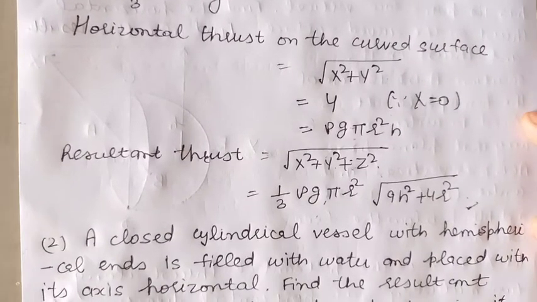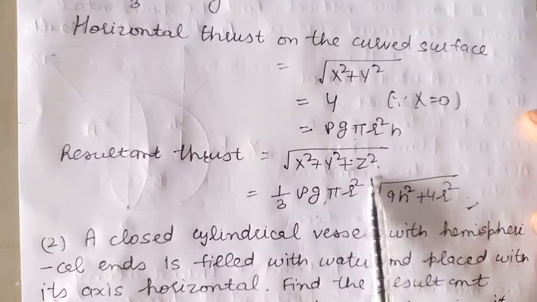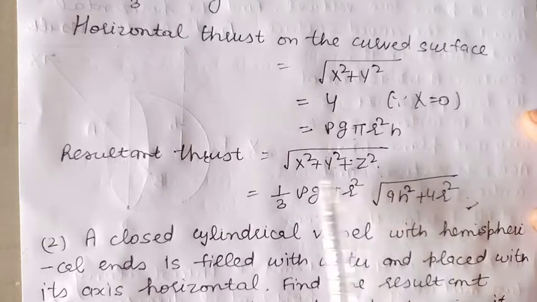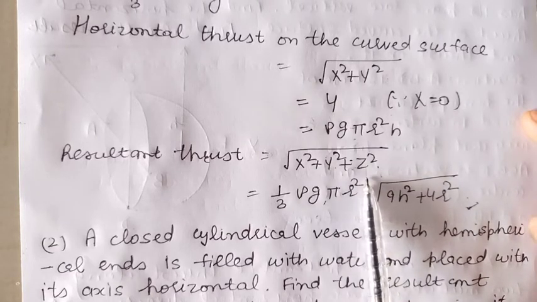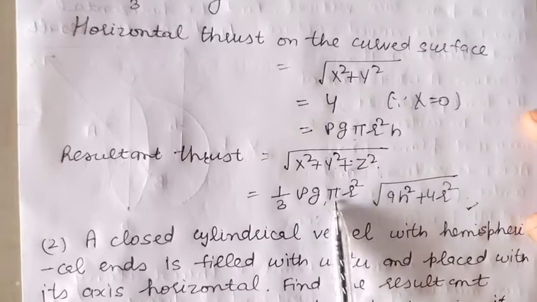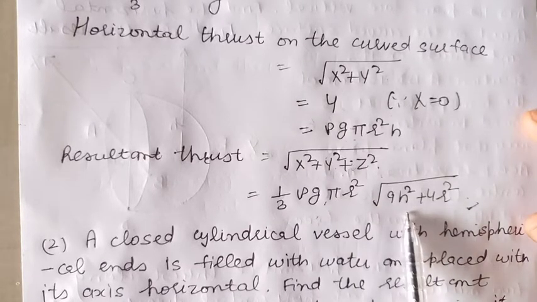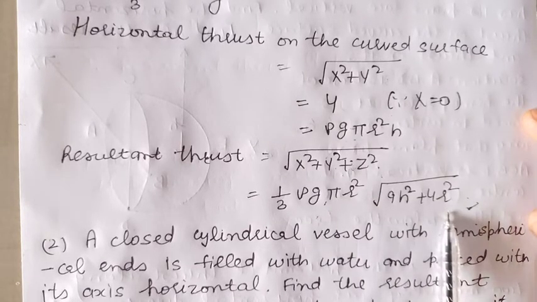Now to find the resultant thrust. Resultant thrust is given by square root of x square plus y square plus z square. Putting the values of x, y and z here, we get the resultant thrust, which is given by 1 by 3 rho g into pi r square into square root of 9h square plus 4r square. So this gives us the resultant thrust.